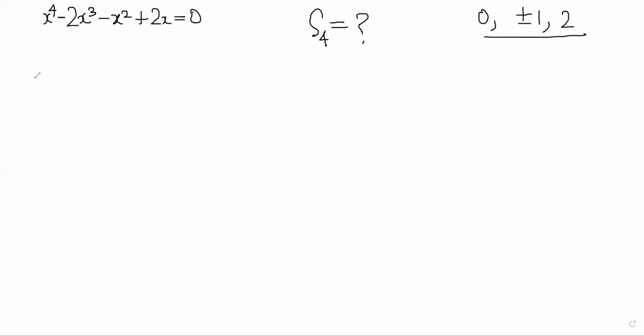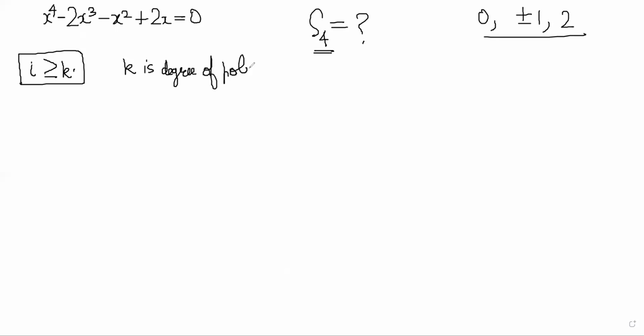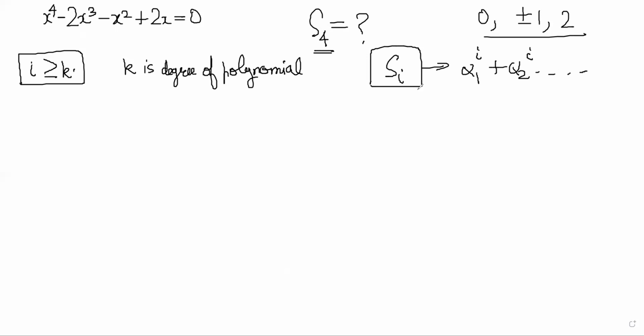So I want a formula for S4, i greater than equal to k in that case, right? Because k is equal to 4 for us. K is the degree of the polynomial. I is the subscript of the S. And we want to find S of i, right? Where it will be basically alpha 1 to the power i plus alpha 2 to the power i and so on, right? So if i is greater than equal to k, the recursion is very simple.